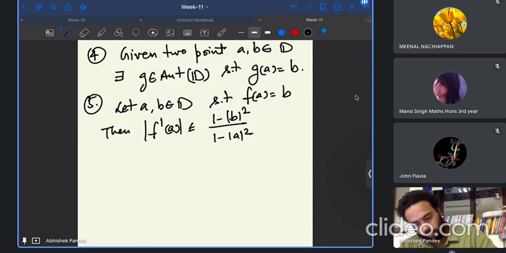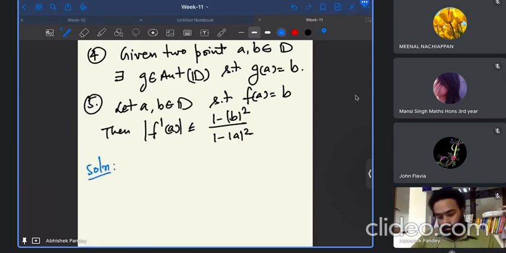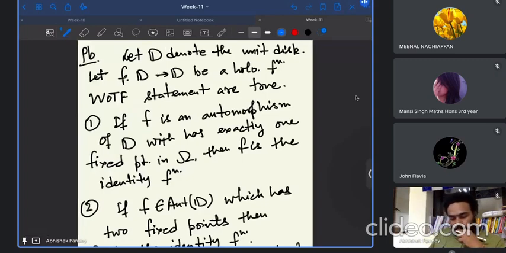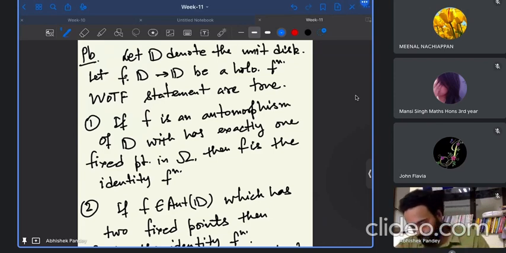Okay, so let us solve this problem. The first option is, if f is an automorphism of D which has exactly one fixed point in omega, then f is the identity function. So is it true? If a function has exactly one fixed point, is it true that f has to be the identity function? Any idea?